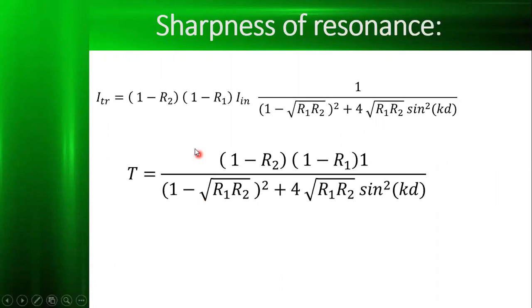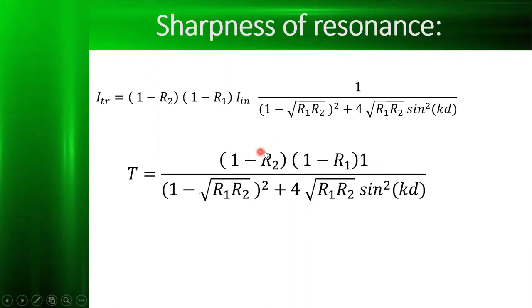As you can see, the transmission term is a function of the reflection coefficient of each mirror, R1 and R2, and is also a function of the propagation coefficient K, 2 pi n over lambda node, and also the distance between the two mirrors. Now, what about the conditions of T? We first start to make this equation a bit simpler, and we say, what if R1 is equal to R2 equals R, and then we start to seek a condition for maximum.